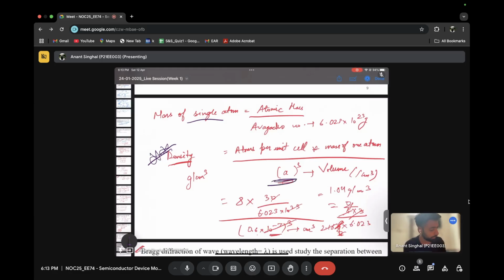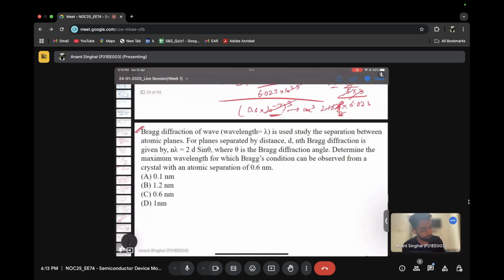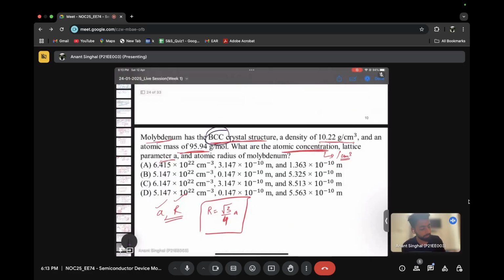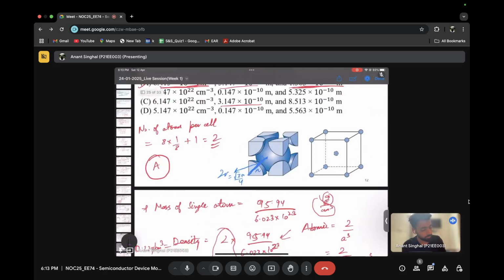So using this, we try to find out some of the density problems. We did it for different types of crystals. One was FCC, one was diamond cubic, and this one was BCC. So you should be knowing about these.